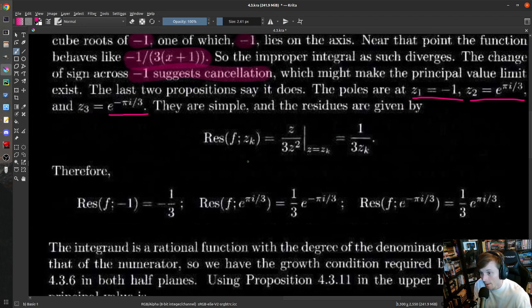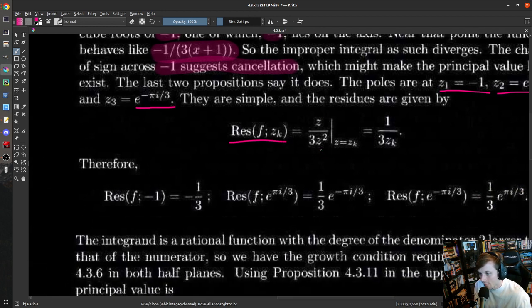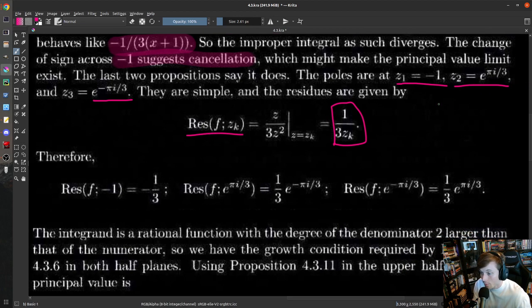Residues are given by, well, we've got z over z cubed plus 1. We just differentiate the bottom one time and plug stuff in, right? So z over 3z squared, and then plug in zk, so I get 1 over 3 times zk. Cancel out one of those z's with the other ones. That's the residue of f at zk. It is 1 over 3 times zk. And we have 3 different points here.